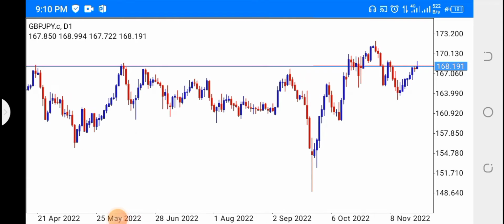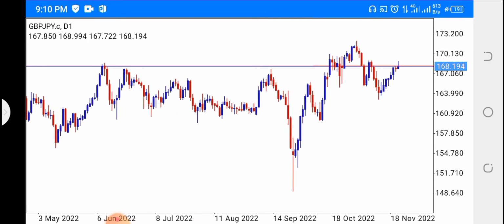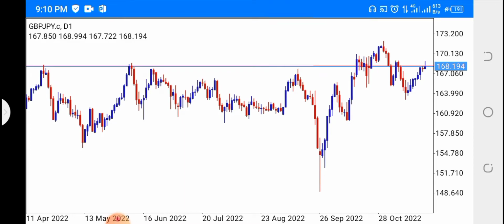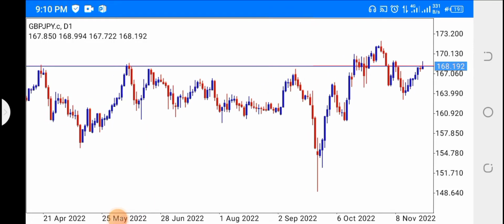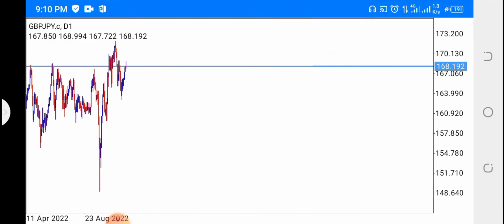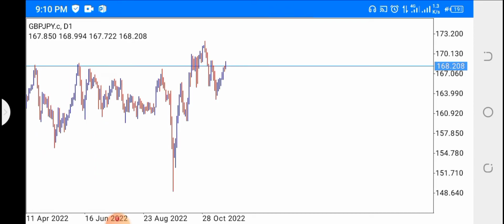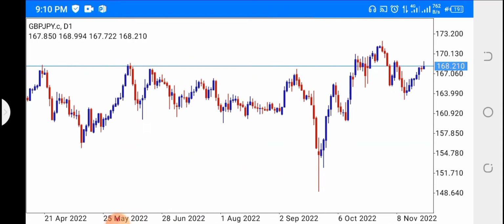So today I'm currently on GBP JPY on the daily time frame. I'm using my phone to record this video. So we are going to be discussing structure. If you zoom in, you are going to see the structure on this daily time frame. If it was the laptop, I believe we would see it clearer.